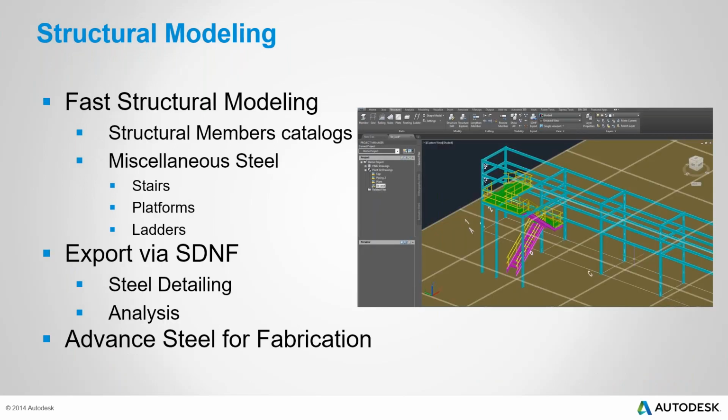I'll come to the next piece, structural aspects. When I talk about structure, a plant comprises a lot of structures. Plant 3D again has a catalog of structural member catalogs, and there are also tools like miscellaneous macros available for creation of your stairs, platforms, and ladders.